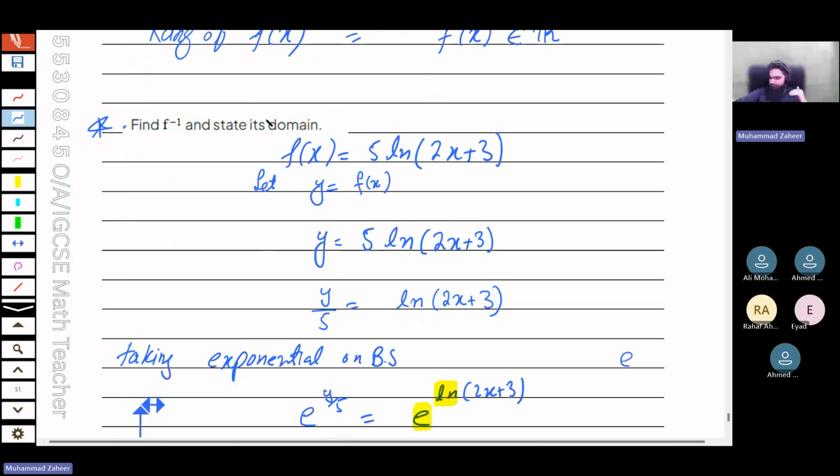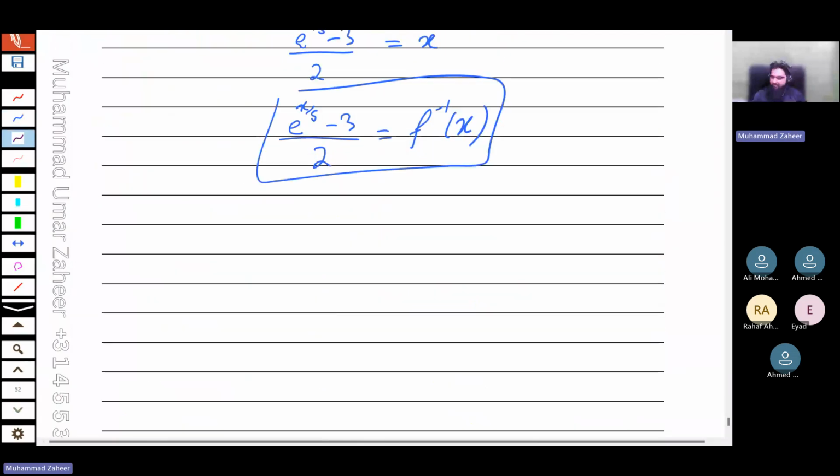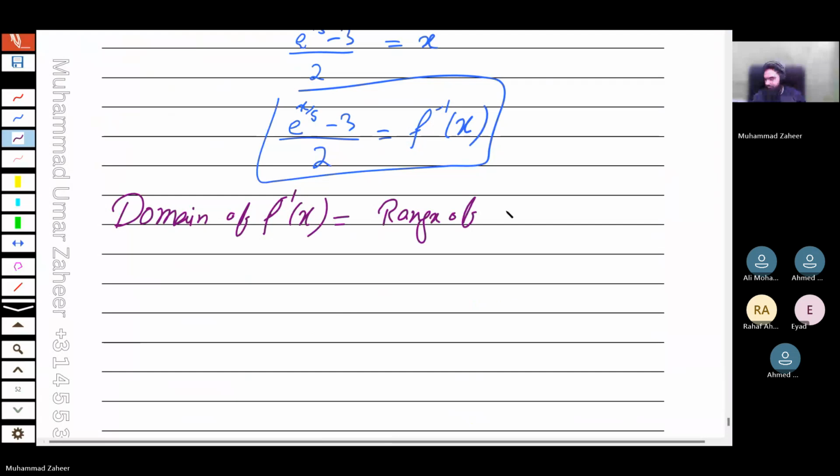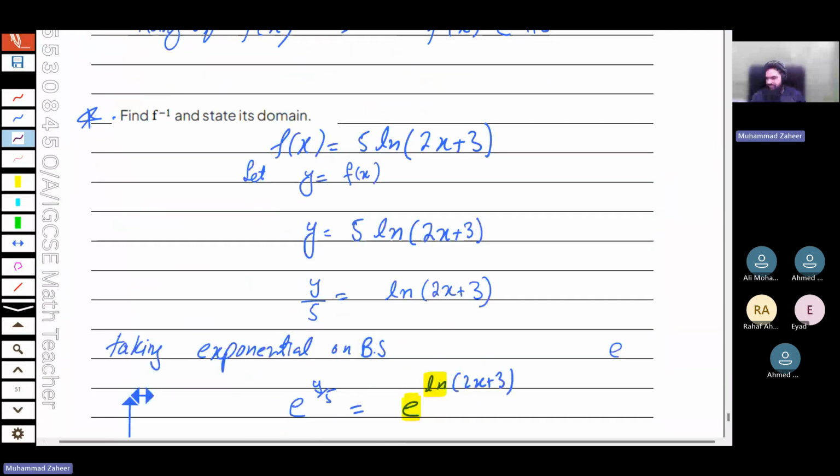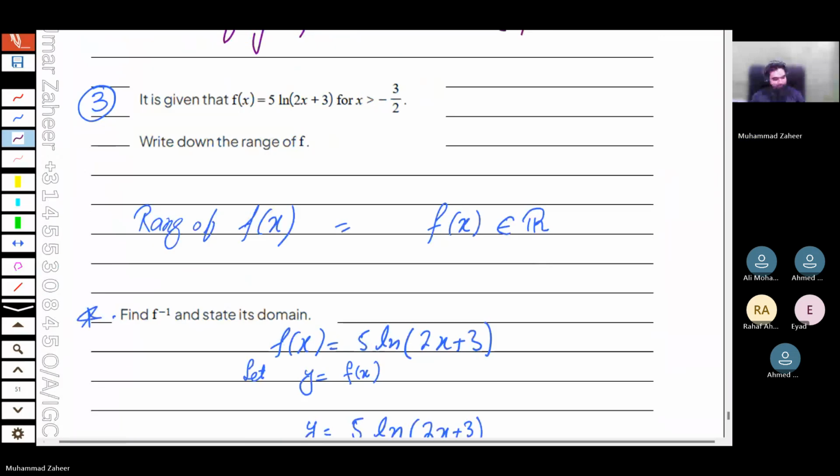Now we have to find the inverse. Now he says that you have to find the domain of this function. You're talking about the domain of f inverse of x. We know that the domain of f inverse of x must be the range of f of x. Anyone, what is the range of f of x? We found it in the first part. What is the range of f of x?